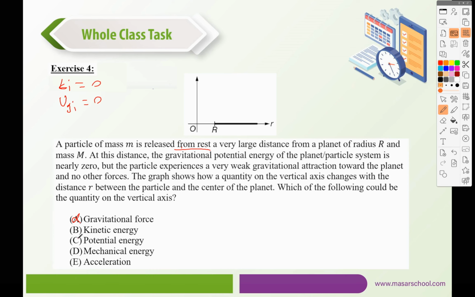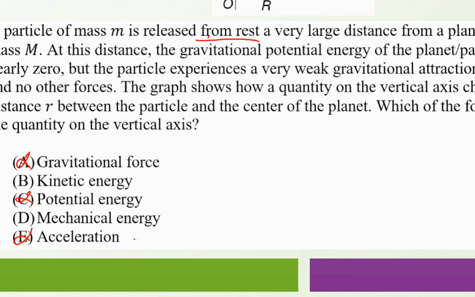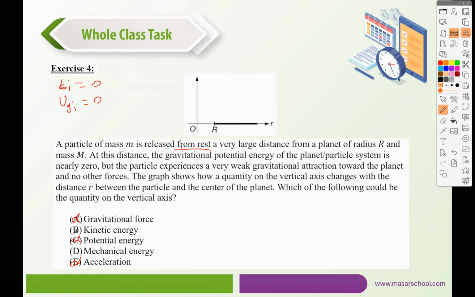Now, as well as for the potential energy, as well for the acceleration, because the acceleration is also proportional to 1 over r square, and the potential energy is proportional to 1 over r. We can directly eliminate these. Now, what about the kinetic energy?